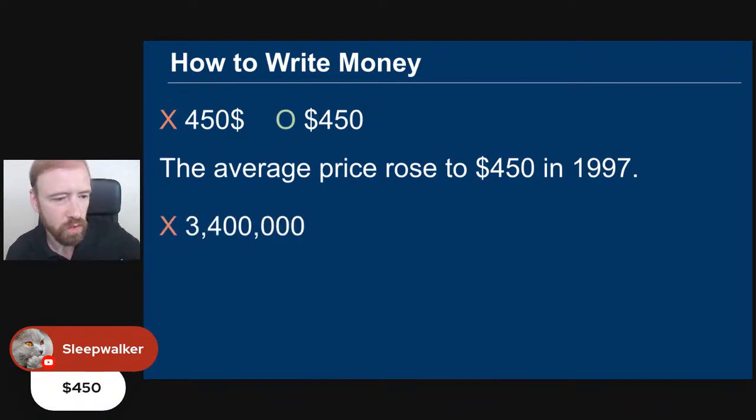And in your writing, you might have a big number like this. It could be money or it could just be a number. How would we write this big number in your writing? You don't want to write 3 comma 400 comma 00. So how can we shorten that in your writing? Let me know.